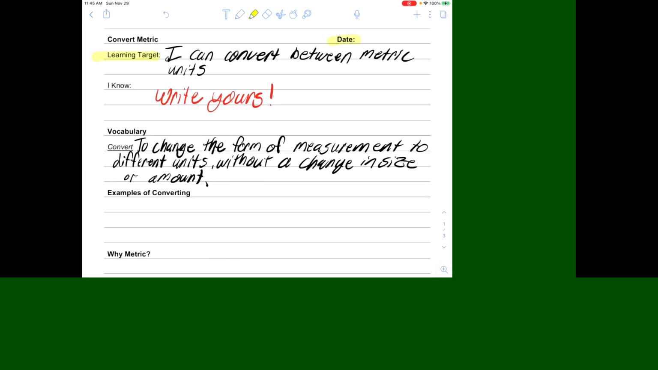Please write down the date you're watching this and what you already know about converting between metric units. And maybe all you write here today is I know what metric units are because we learned that in our last video, and that's okay. We then have one vocabulary word today, which is convert. Convert means to change the form of measurement to different units without a change in size or amount. So please write all that down, and when you're ready, please restart the video.